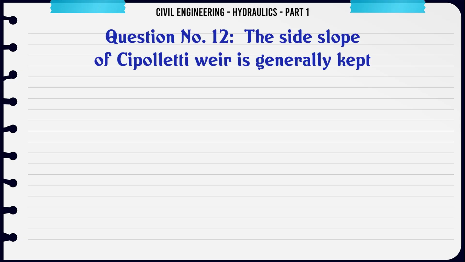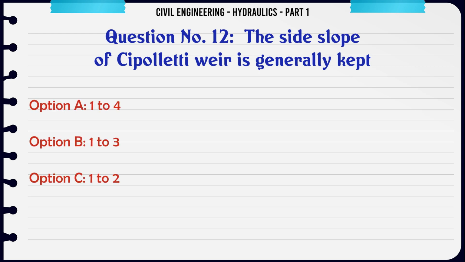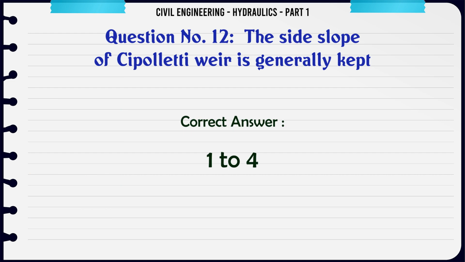The side slope of Cipolletti weir is generally kept: A. 1 to 4, B. 1 to 3, C. 1 to 2, D. 1 to 5. The correct answer is 1 to 4.